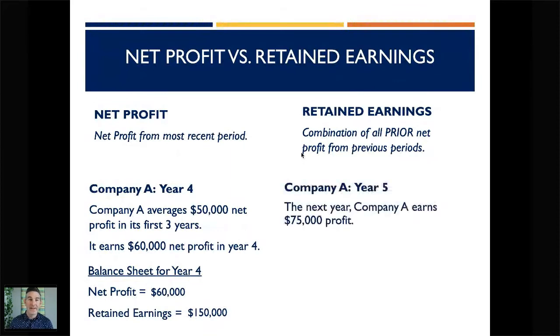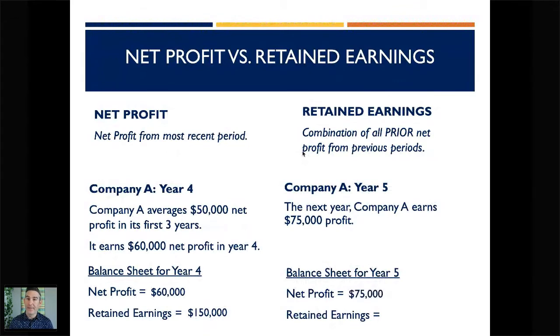Now let's say we've got the same company and we're looking at them a year later. So they've done 5 years of business. So in year 5, they have a net profit of $75,000. So the way that would break down is, again, the net profit is just the net profit from that year, $75,000. The retained earnings is going to be everything from before. So the $60,000 plus the $150,000 gives us an answer of $210,000.